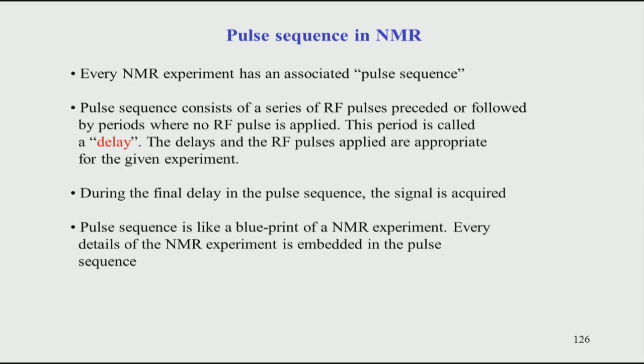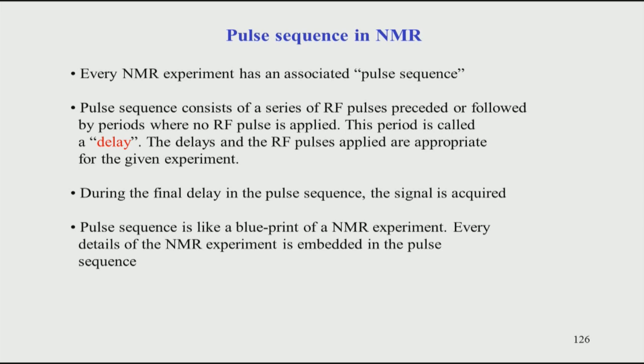Between any two pulses there is a gap, and that gap is called a delay. It is typically a short gap. It could be a millisecond long, or a few microseconds, depending on the experiment. But always remember there is always a gap between two pulses, and that is called a delay. So, an NMR experiment is nothing but a series of RF pulses interspersed with delays. So, you have a pulse, delay, or delay, pulse and so on. This is how NMR experiments are performed.